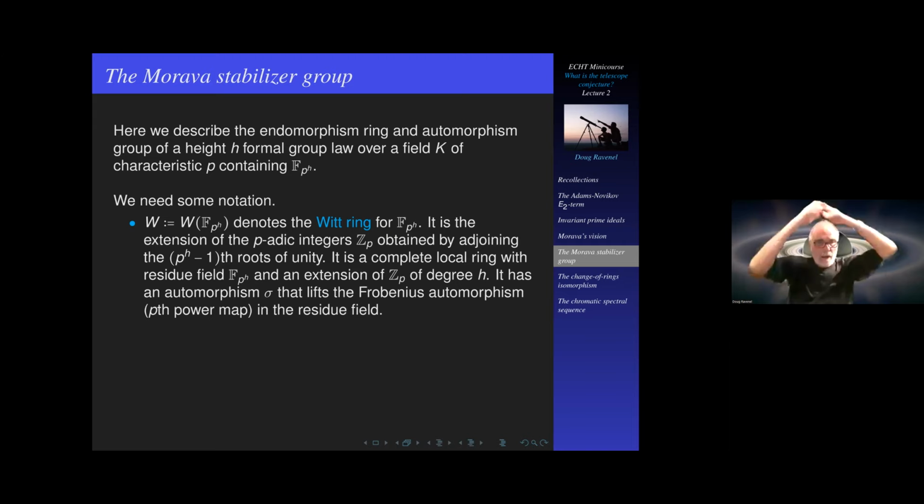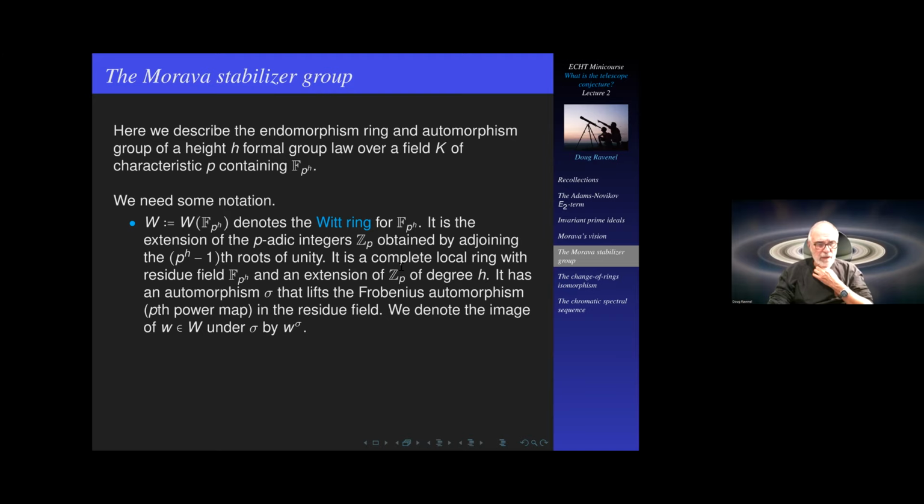And it has an automorphism sigma that lifts the Frobenius automorphism of the residue field. Now, the Frobenius automorphism of the residue field F_{p^h} is the automorphism that sends every element to its pth power. That automorphism always has order h. If you do it h times, you get the identity. And this automorphism is known to generate the Galois group of F_{p^h} over F_p. It has a lifting to W(F_{p^h}), and I'm calling that lifting sigma. I'm going to denote the image of an element w in W by w^sigma.